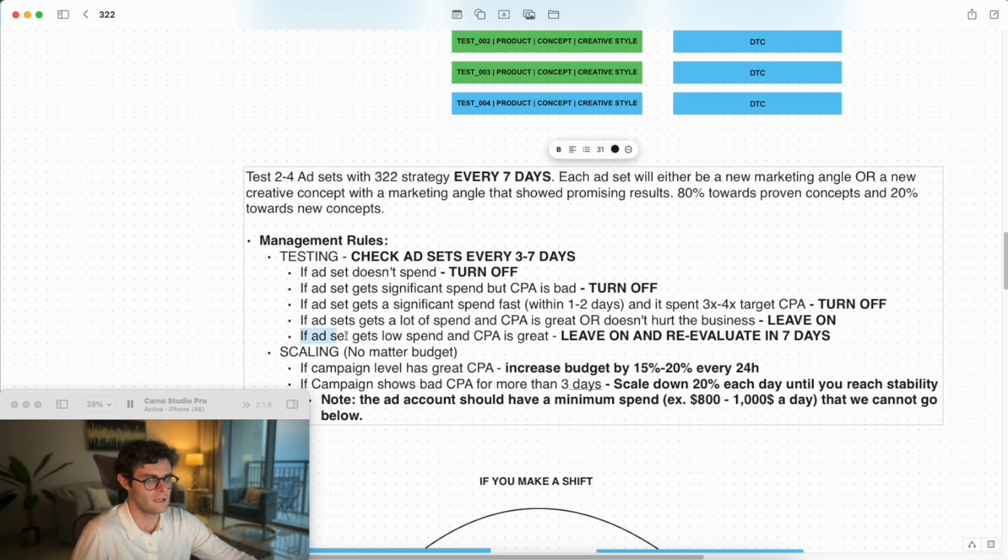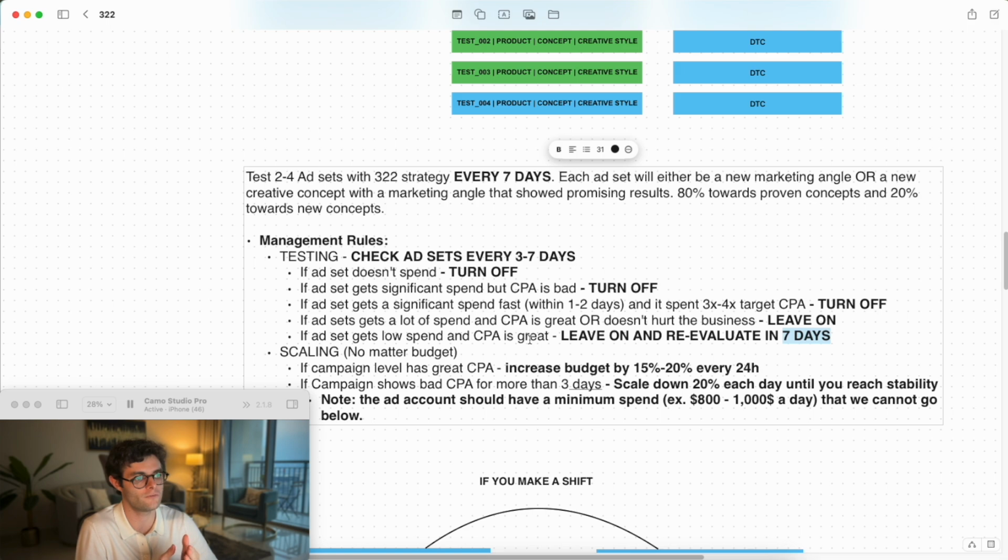Okay, if the ad set gets low spend and the cost per acquisition is great, okay, leave it on and reevaluate in 7 days. Okay, if the ad set gets low spend and the CPA is decent or great, just leave it on for 7 days. This is kind of like what I was talking about here before as well. Okay, because we want to give it 7 days, because what happens in the Facebook CBO campaign is that maybe day 1, 2, 3, 4 it's just not spending, but what if day 5, 6, and 7 spends, right?